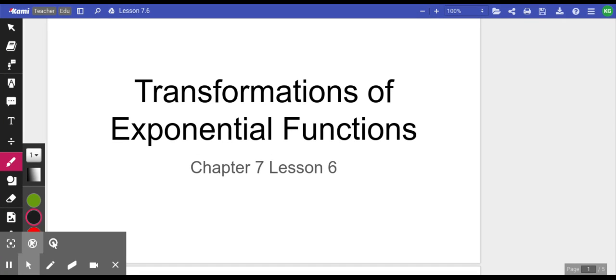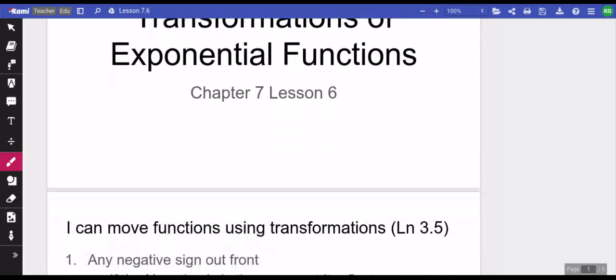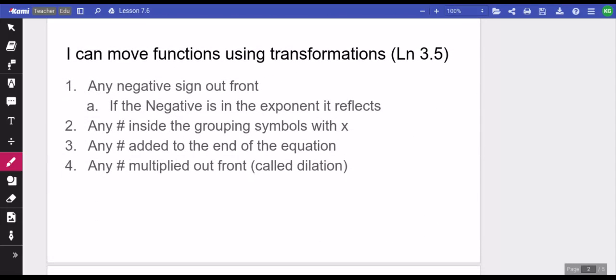Okay, Chapter 7, Lesson 6 is transformations of exponential functions. So these notes we have discussed now about 3 times. We put these on the brown part of our notebook for quick finding. So we're just going to run through them quick. Originally it came from lesson 3.5.